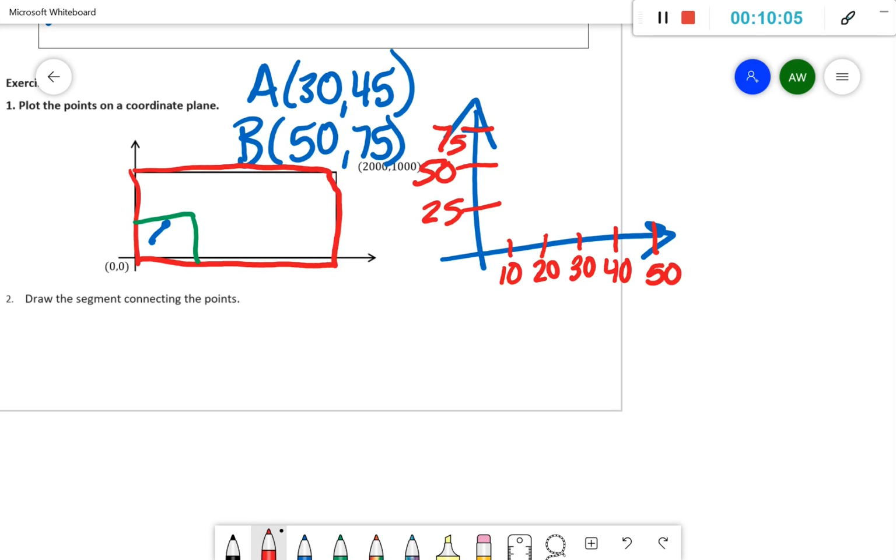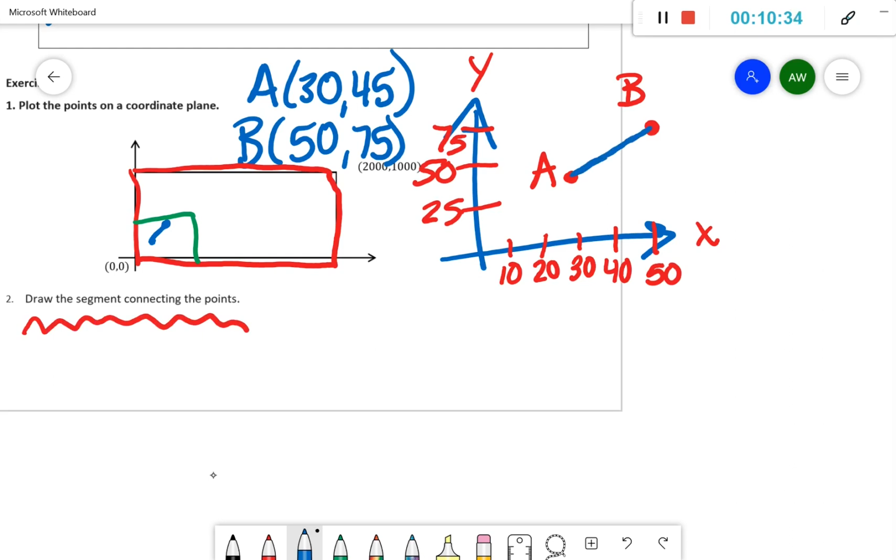So to plot point A, 30, 45, this is always the x, then the y-axis, x and y. So point A will be at 30, 45 is almost 50, right? So here's point A. Now point B is going to be at 50, 75. It's up here in the corner. Here's point B. And number 2 says draw the segment connecting the points. So that segment that connects those 2 points is just the straight line segment in between them.